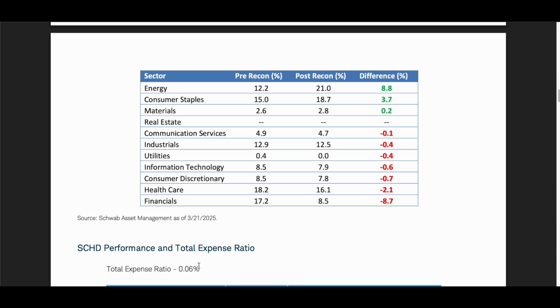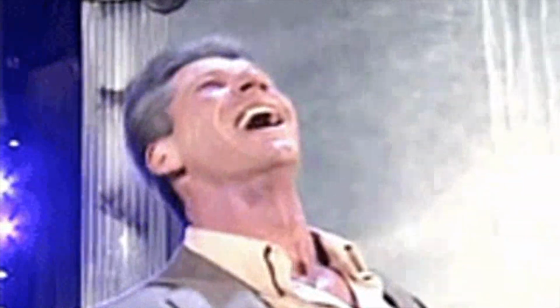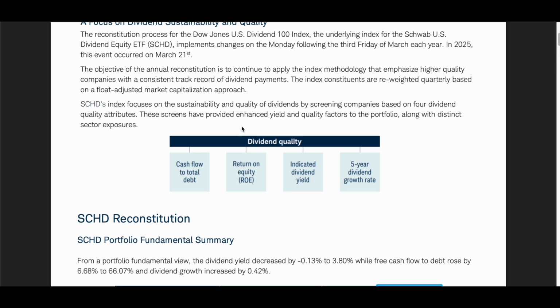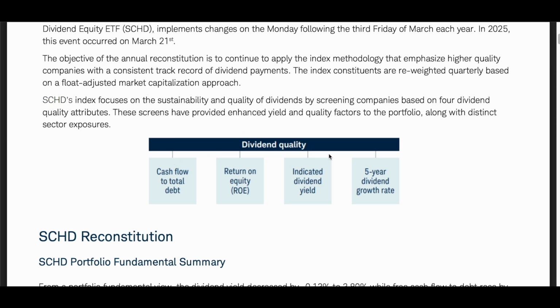SCHD has a super small expense ratio of just 6 basis points. You guys want to know what I think about SCHD's changes? Again, 20% portfolio turnover is pretty material. And my answer is going to be kind of shocking. What I think about this change is that it does not matter at all, guys. What actually matters is this part right here, the dividend quality. What matters is the metrics, the algorithm that SCHD is using.